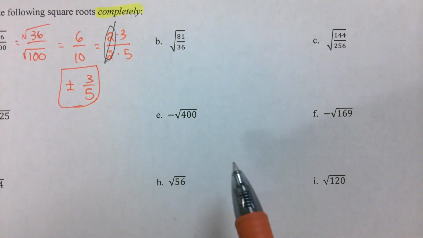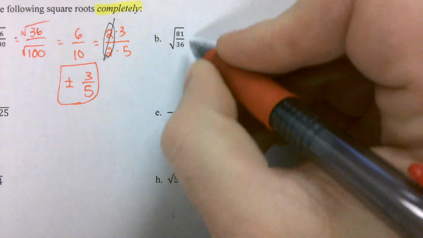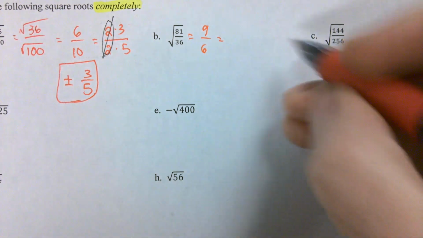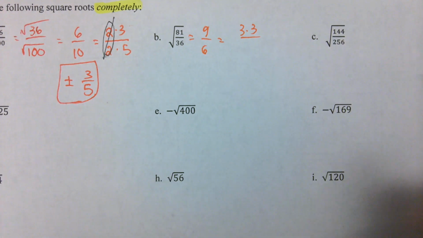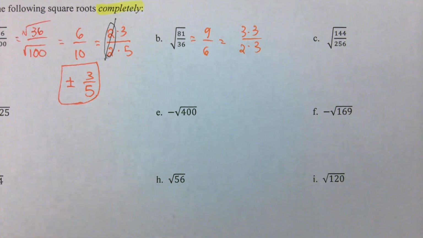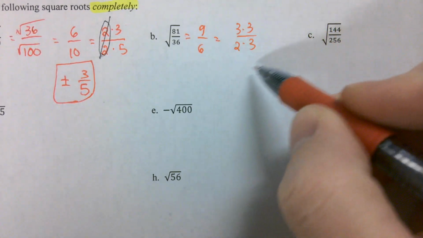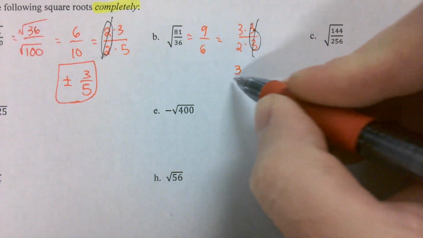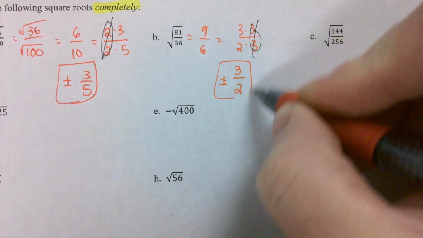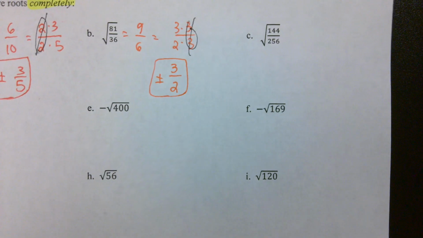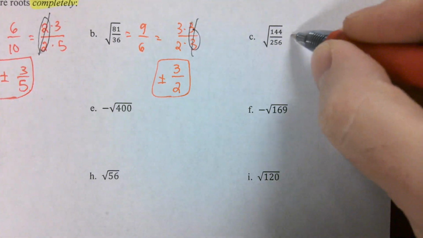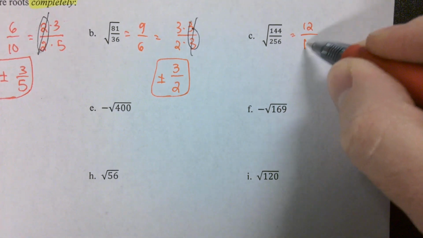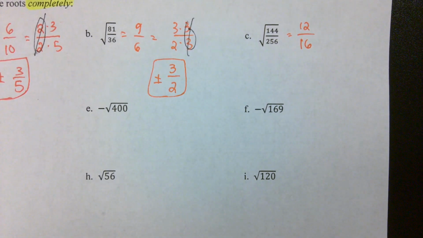So just so we're all on the same page, making sure we got it right. Square root of 81 gives me 9. Square root of 36 gives me 6. We break the 9 up into 3 times 3. The 6 gets broken up into 2 times 3. What can I cancel on the top and bottom here? Pair of 3's goes away. And I'm left with 3 over 2. Slap a plus or minus sign in front. And that's what we get. For C, root of 144 is 12. This one's a little bit trickier. Root of 256 would be what? 16. 16, right?